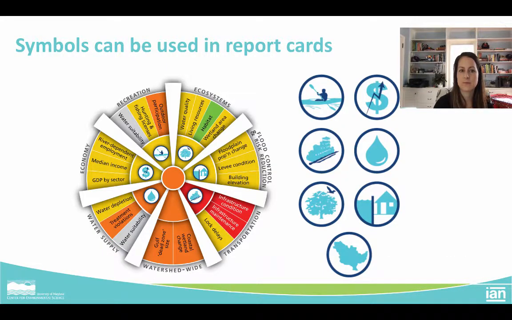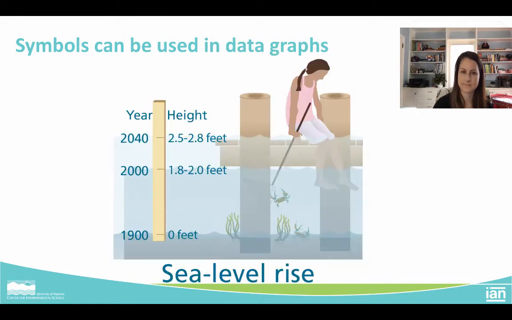Symbols can be used in report cards. This is a score paddle wheel from the Mississippi River report card, and each of these goals, recreation, ecosystems, flood control, transportation, etc., has each of their own symbols that transcend the life of the report card. So each time one of those goals is talked about, they have that accompanying symbol.